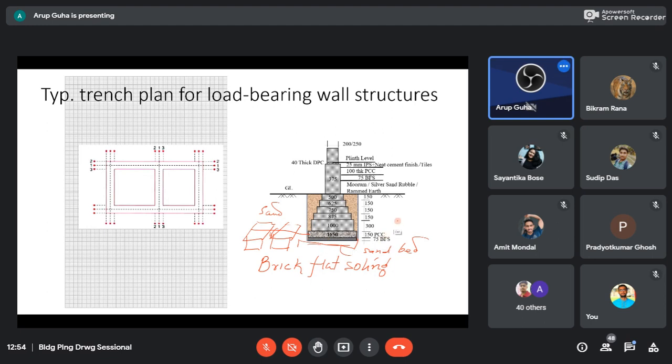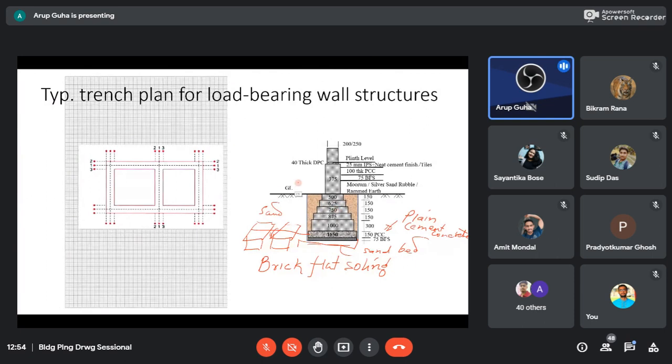Then here you actually lay PCC. 150 millimeters is 6 inches. P stands for plain, then cement concrete. Okay, then actually bricks are placed in layers and gradually tapered upward because the pressure on the earth has to be reduced. So 500 millimeters, 625, 750. So we are increasing by say 125 millimeters or 75 millimeters each side, kind of thing.